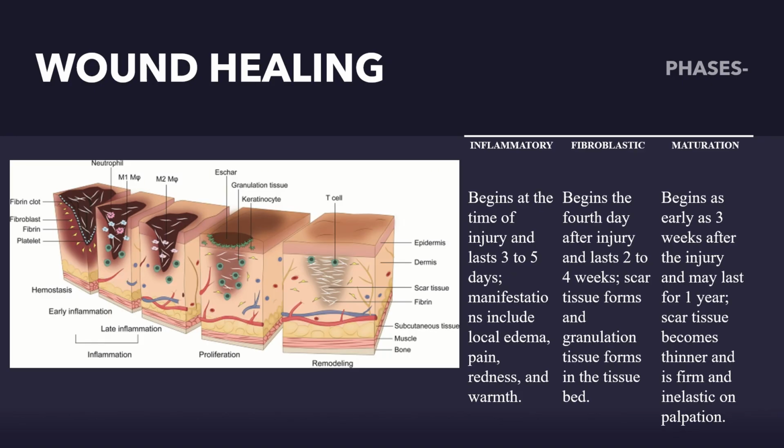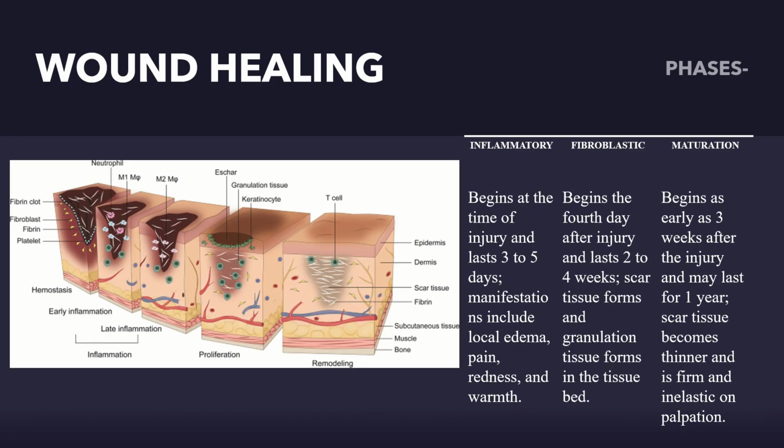In this stage, we can observe the site at the base of the injury. We can see the scar tissues and granulation tissues, which come after the 4th or 5th day, and it lasts up to 2 to 4 weeks. So during that time, we can see these types of changes occurring in a wound.